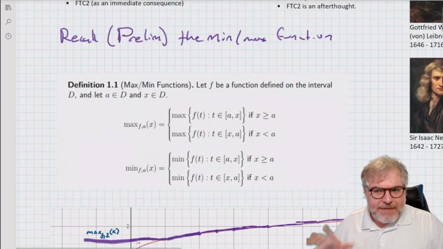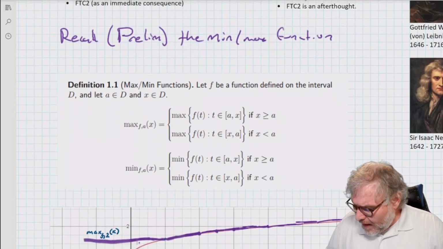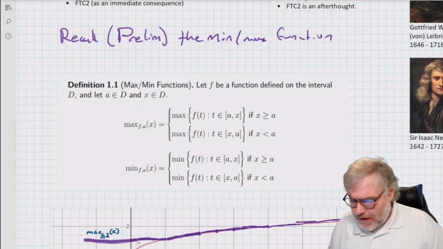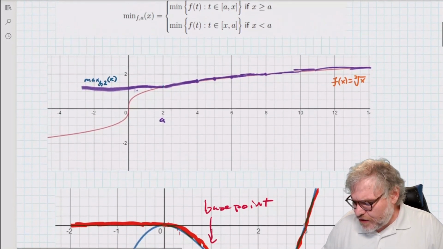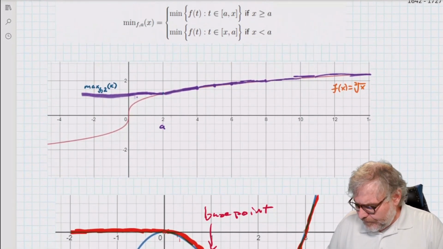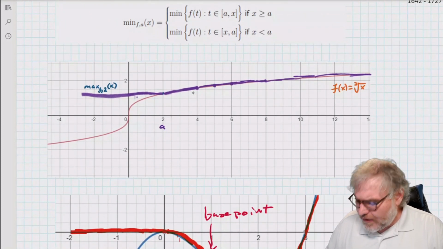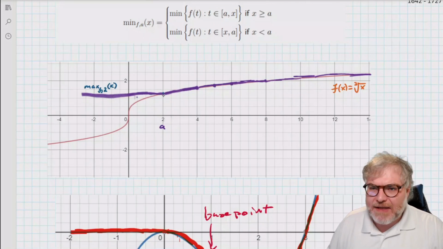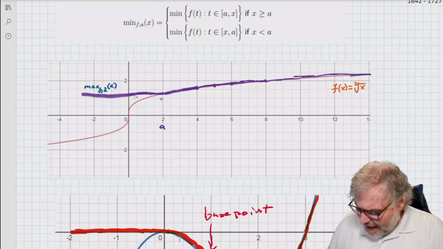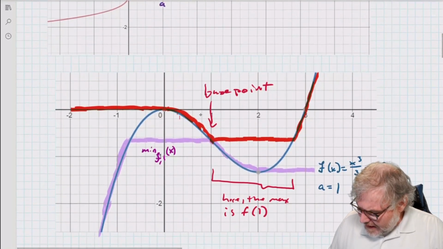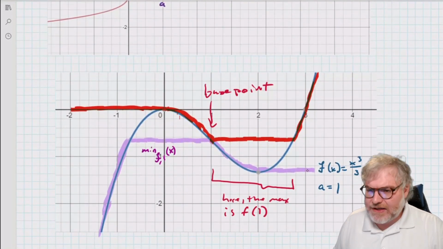We need this min-max function that we did a while ago, and I'll remind you what the definitions are. Just remember that it gets you the max after a, and before a. At a, my min f at a will always just be f of a. Then I get the max up to a, and this is the max at any point after a. Here's the max function, here's the min function.